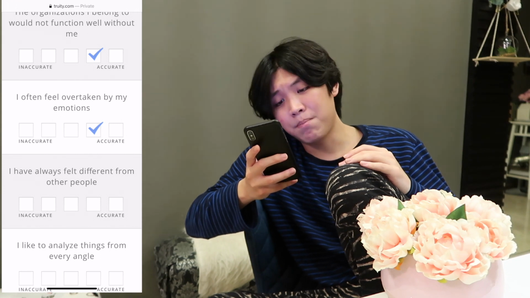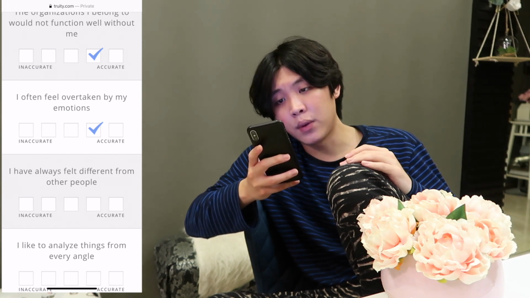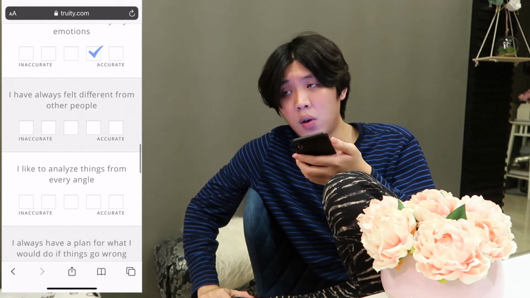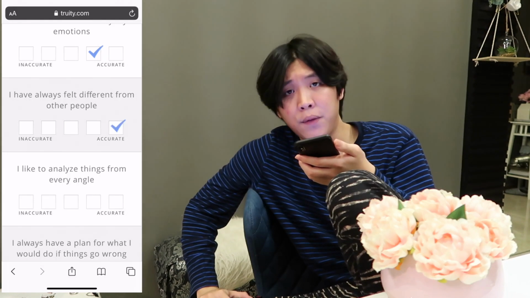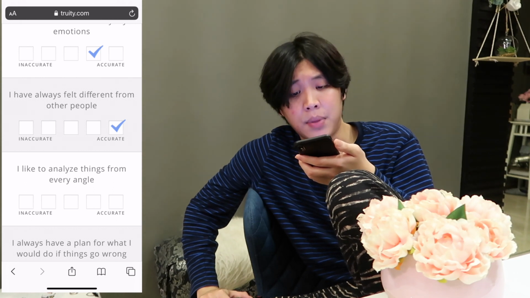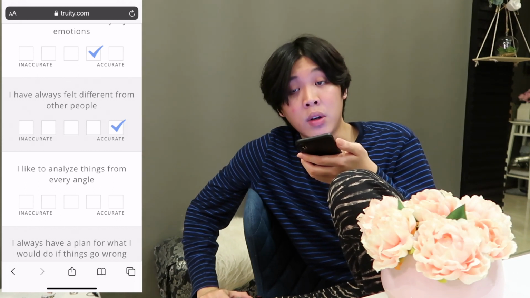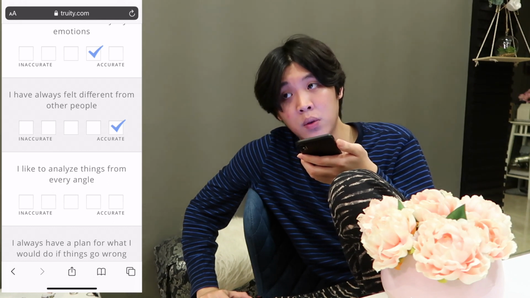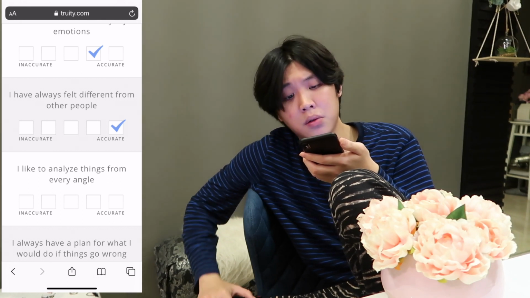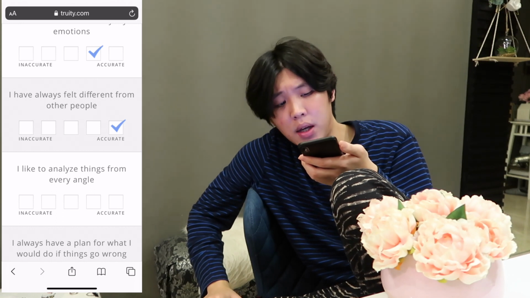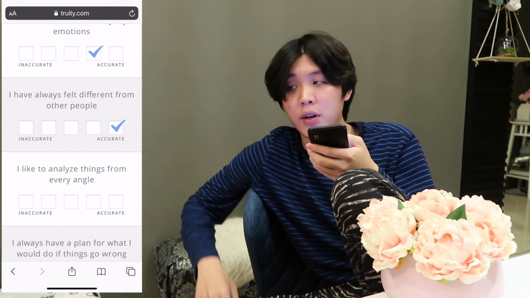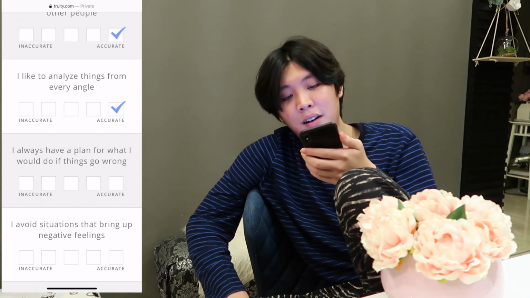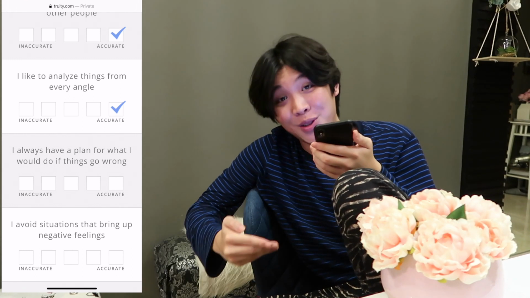So, yep, I've always felt different from other people. I'm gonna go with strongly accurate for this one because not like there's a need for me to fit into society's standard, but I always feel that people don't really understand my thinking, so that kind of makes me feel pretty different from other people. So accurate, baby. I like to analyze things from every angle. Oh, for sure, man. 150%. In fact, way too much.